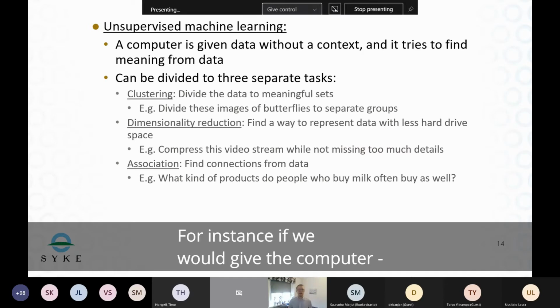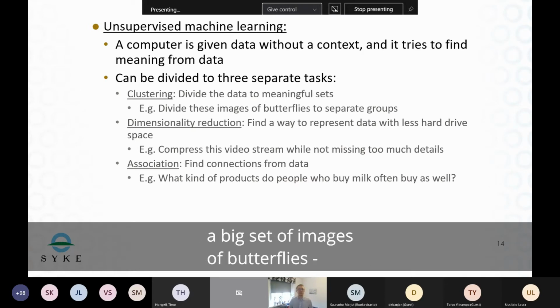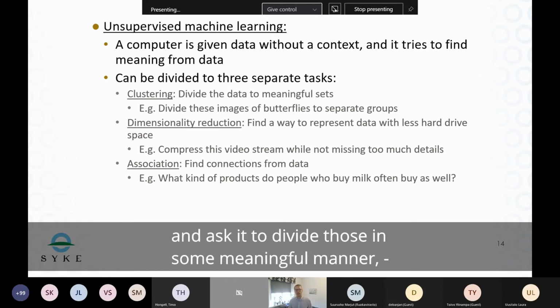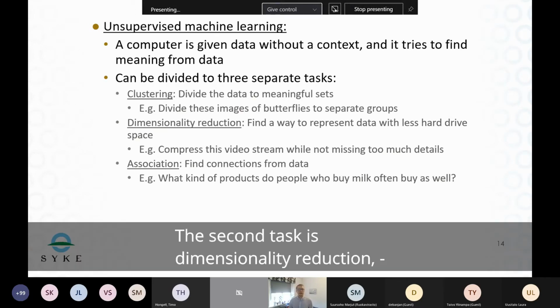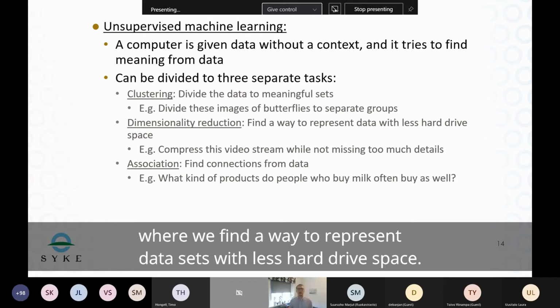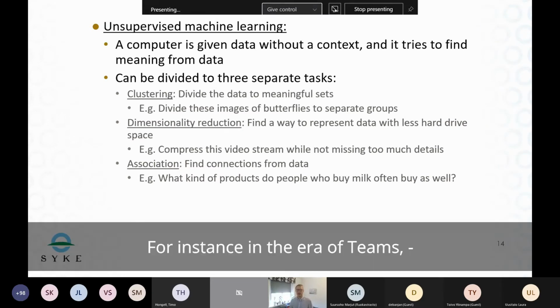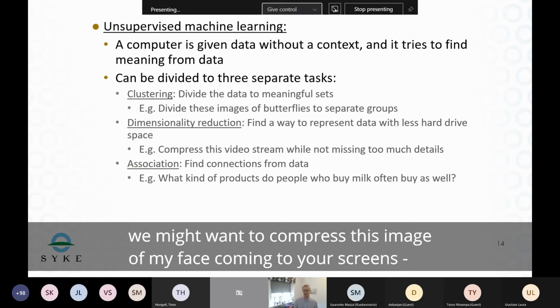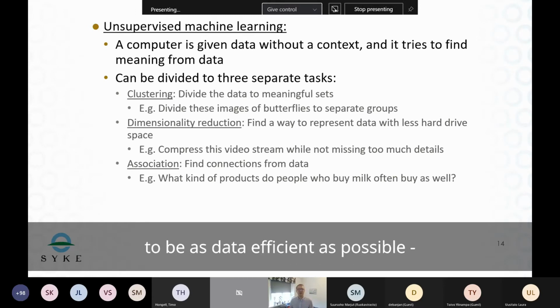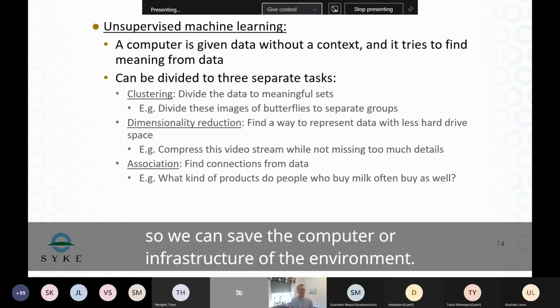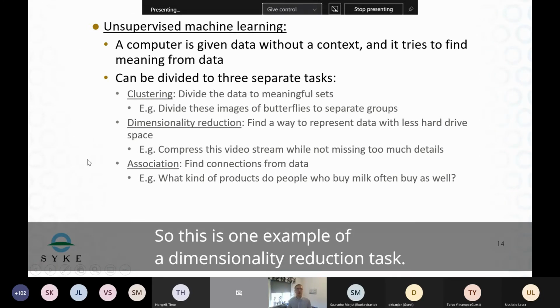For instance, if we would give a computer a big set of images of butterflies and ask it to divide those in some meaningful manner, then that would be called clustering. The second task is dimensionality reduction, where we find a way to represent a dataset with less hard drive space. For instance, in the era of Teams, we might want to compress this image of my face coming to your screens to be as data efficient as possible, so that we can save the computer or the infrastructure of the environment. So this is one example of a dimensionality reduction task.